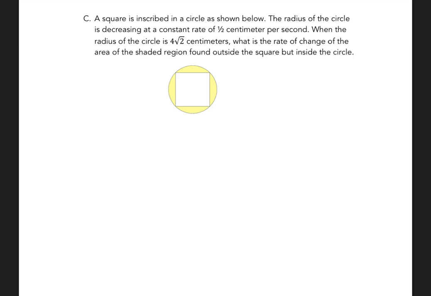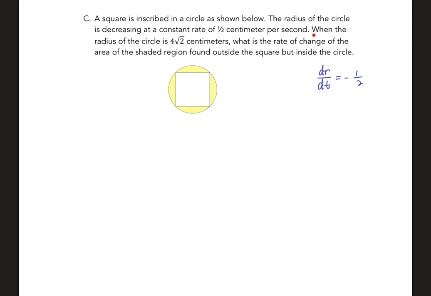All right, the next one says a square is inscribed in a circle as shown below. The radius of the circle is decreasing at a constant rate of a half centimeter per second. I'm going to write these phrases in math notation. The radius of the circle is decreasing at a rate of 1/2 centimeter per second, so that's dr/dt. It's decreasing, so it's negative, 1/2 centimeter per second.